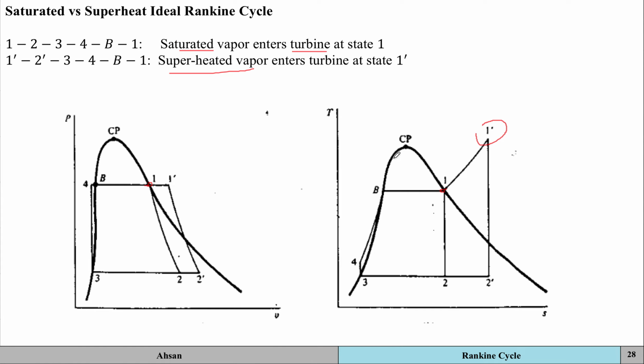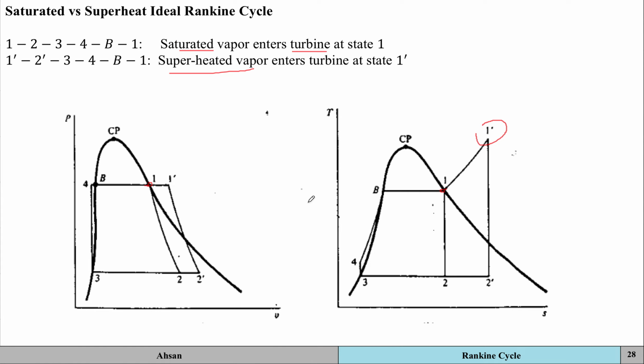So what's going to happen? Again, everything is going to remain the same for a superheated ideal Rankine cycle, except that your states are going to shift. So from 1 to 1 dash, from 2 to 2 dash, 3 to 4, and 4 to 1 remain the same. So this helps us in that we've got a superheated vapor entering into the turbine. It's not going to damage your blades. You're going to get a higher efficiency as well.